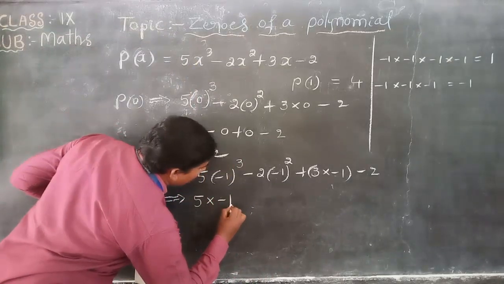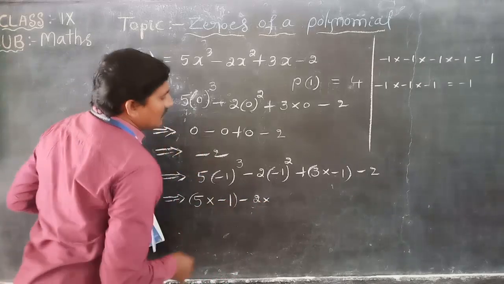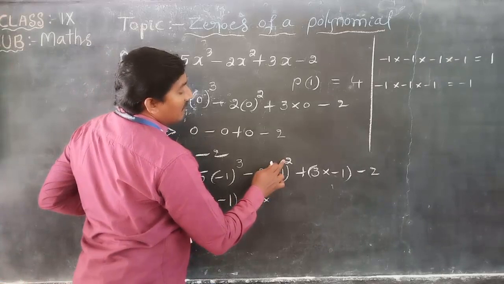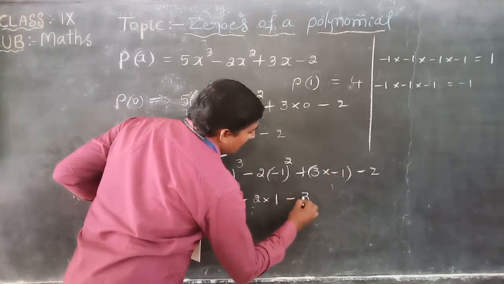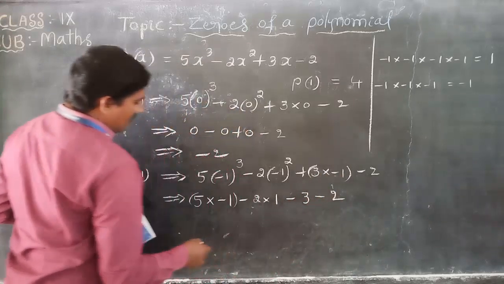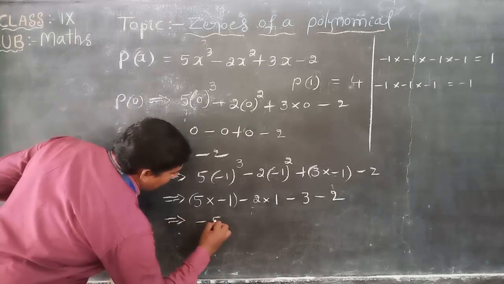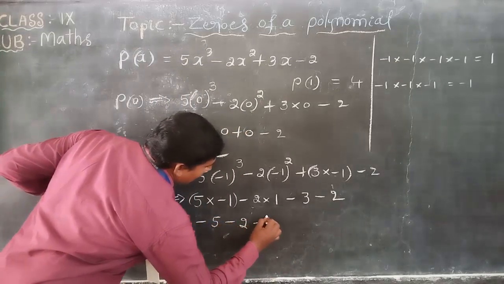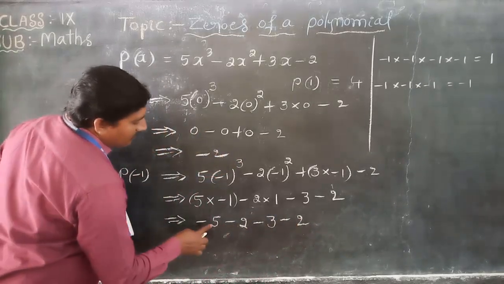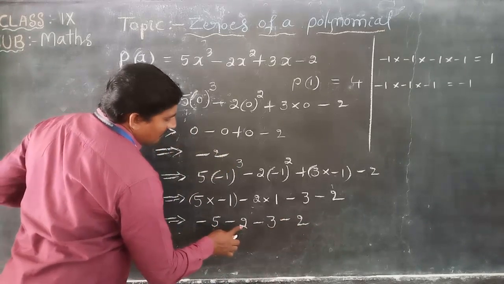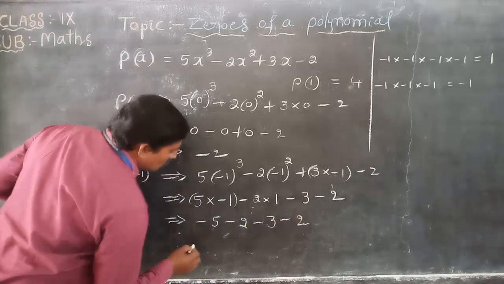So 5 into minus 1, minus 2 into, even times means 1, and 3 into minus 1 is minus 3, minus 2. 5 into minus 1 is minus 5, minus 2, minus 3, minus 2. All the values are negative. So minus 5 minus 2 is minus 7, minus 7 minus 3 is minus 10, minus 10 minus 2 is minus 12.